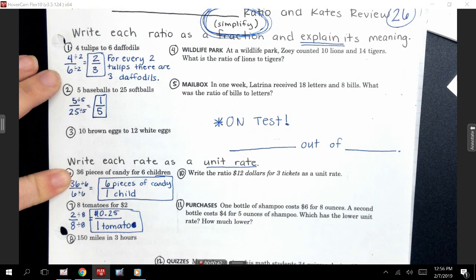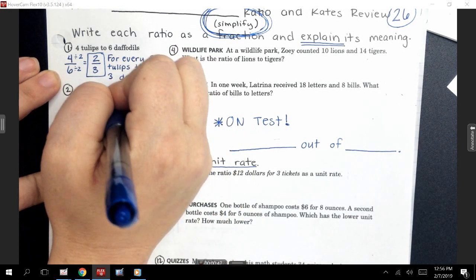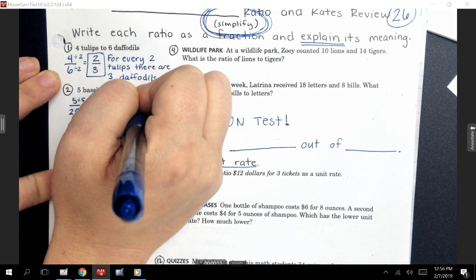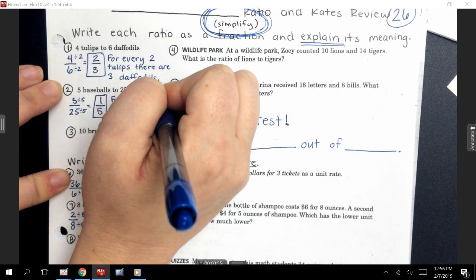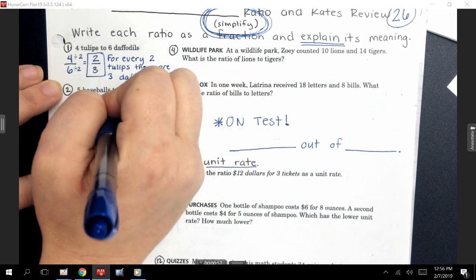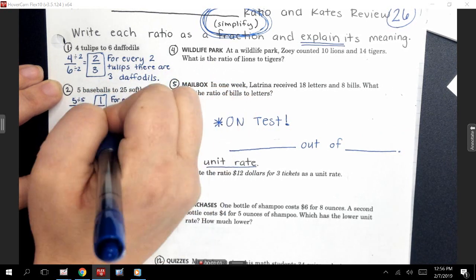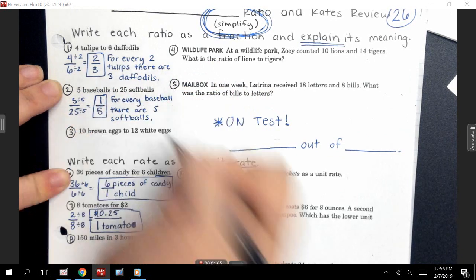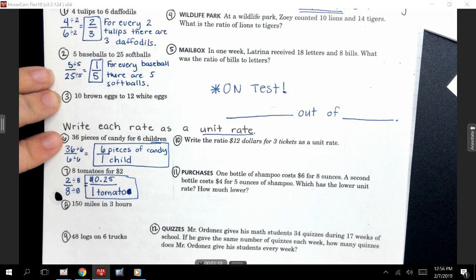So now I've got to write my description. How am I going to describe that, Jose? Right? For every baseball, there are 5 softballs. Perfect. All right, looking at number 3 again, I'm going to set that up, make my fraction.